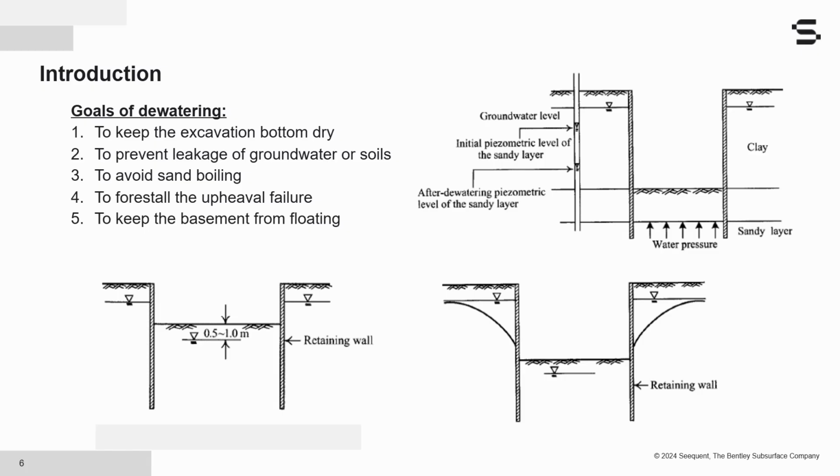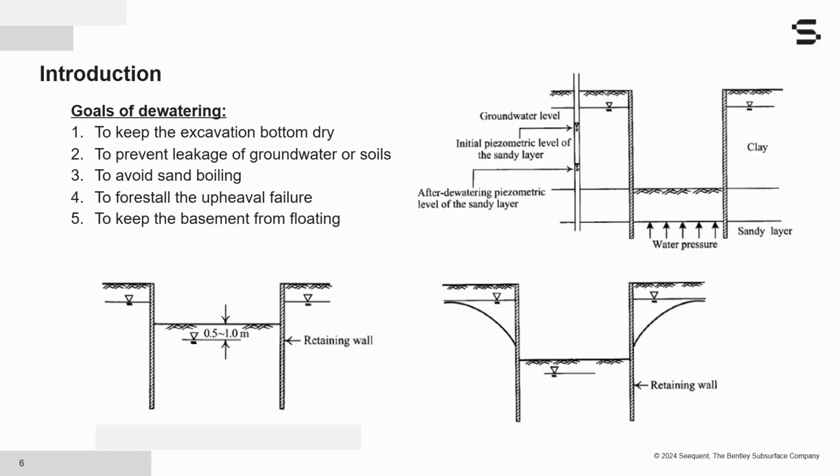The fourth is to forestall upheaval failure. As shown in the figure at the top right, there exists a permeable layer, such as sand or gravel, underlying the clay layer. What happens is that the water pressure from the permeable layer will generate an upheaving force against the clay layer. And when the water pressure acting on the bottom of the clay layer is larger than the total weight of that layer, then upheaval failure will occur.